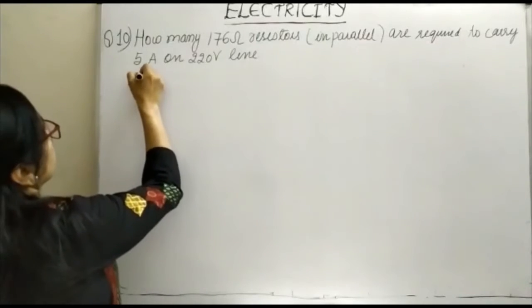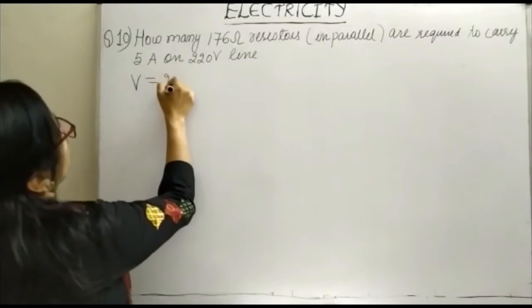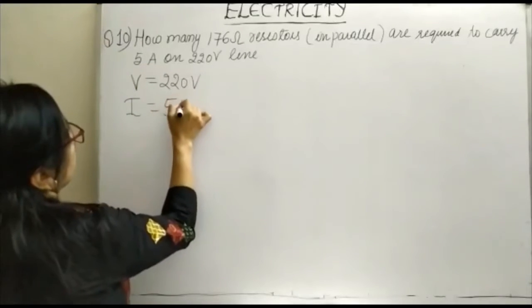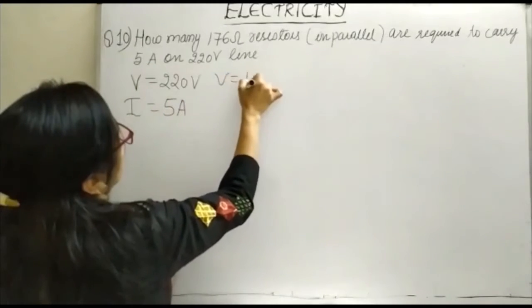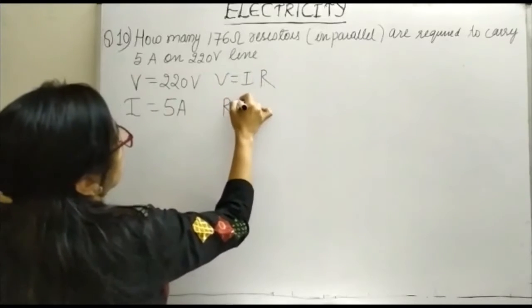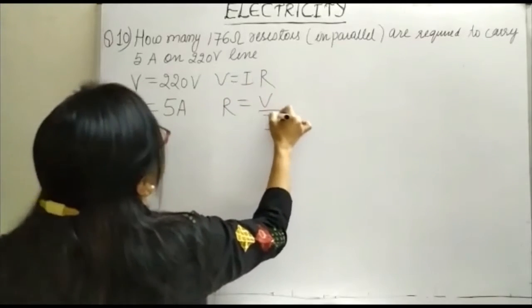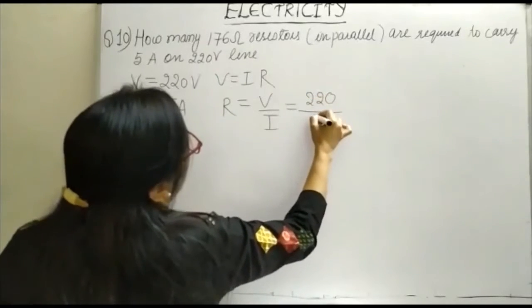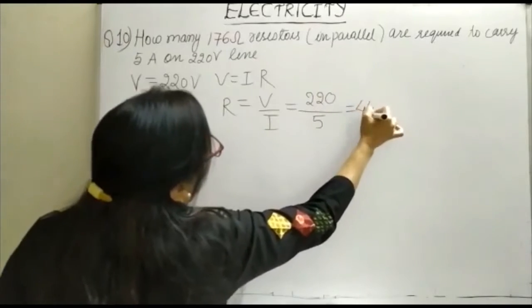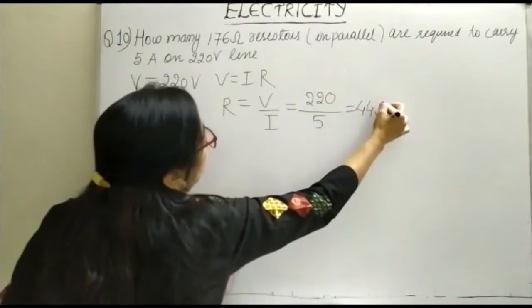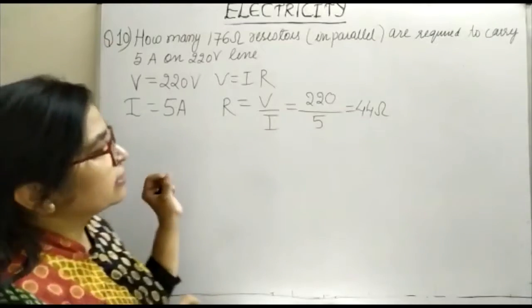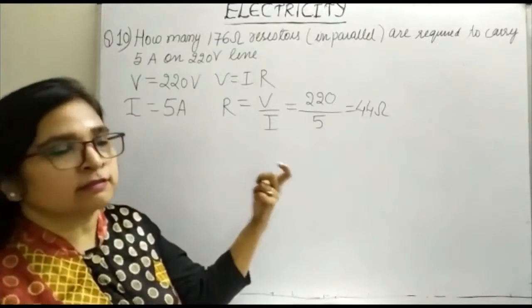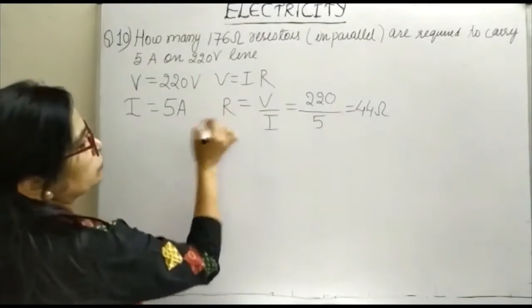Okay. First of all, let us find out the resistance of the wire. Here V is given, your V is 220 volt. Your I is 5 ampere. And you know the formula, V is equal to IR, and from here R is equal to V upon I, that is 220 upon 5, and that is your 44. So this is your 44 ohm. Now just see, R is the resistance of the wire.